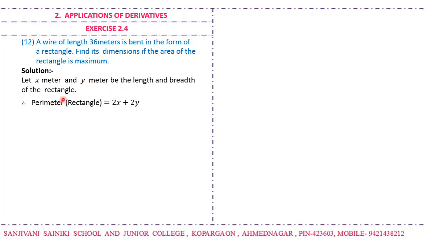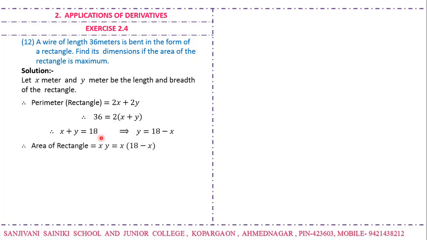So what is the perimeter? Then perimeter is 2x plus 2y. Perimeter means the sum of all sides of the rectangle. It is given to be 36, because the rectangle is formed from the wire of 36 meter. So 36 is equal to 2 times (x plus y), which gives x plus y is 18. So y is equal to 18 minus x.